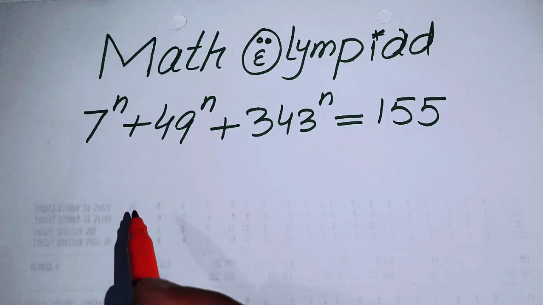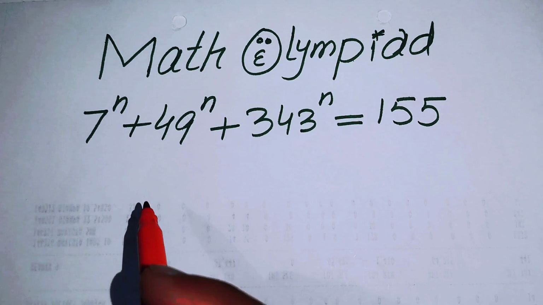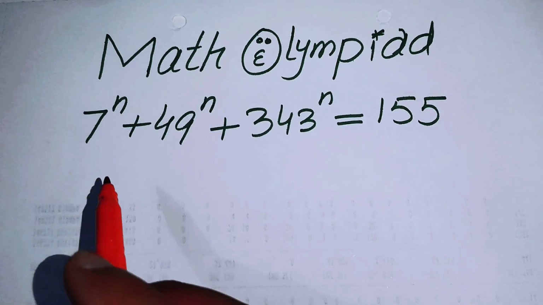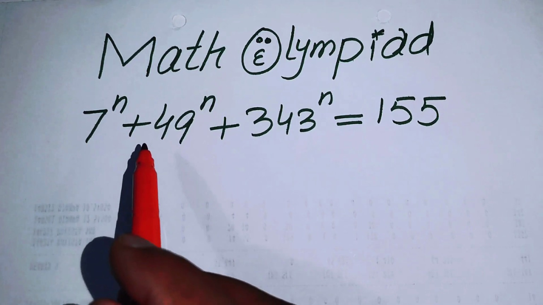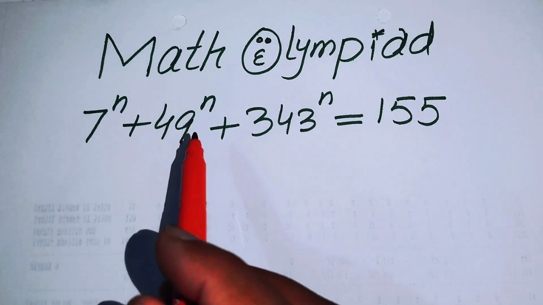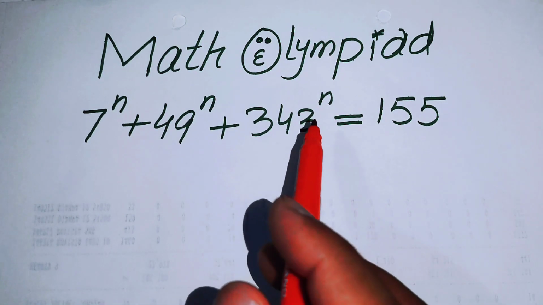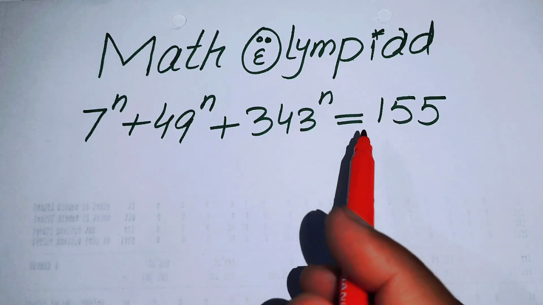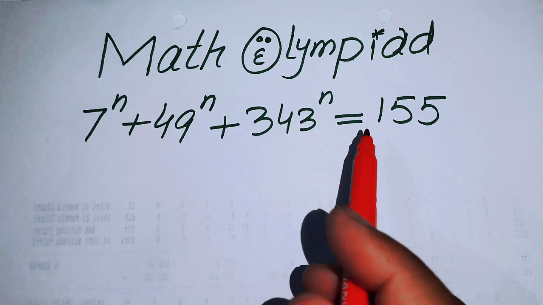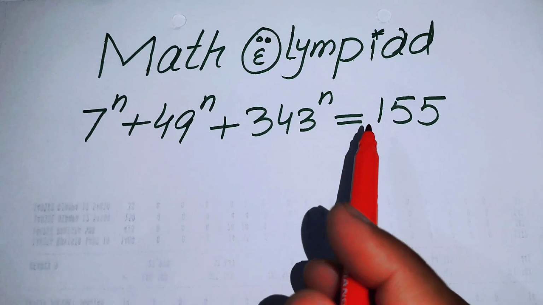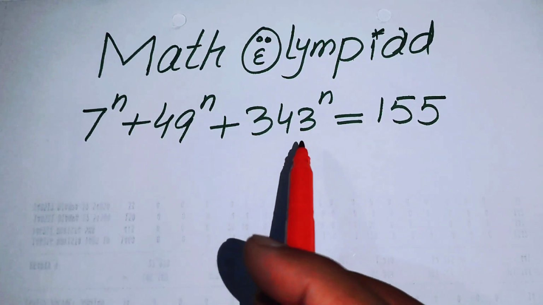In this video we are going to solve this nice exponential equation problem. Here we have 7 to the power of n plus 49 to the power of n plus 343 to the power of n is equal to 155. And in this problem we will solve it for the values of n.